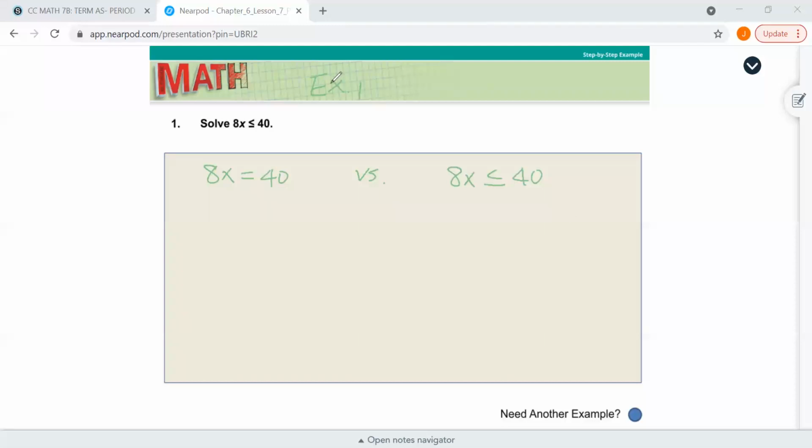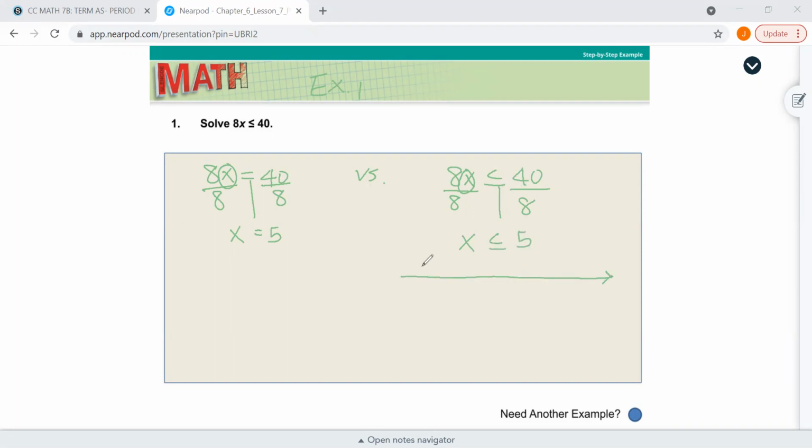Okay, so let's take a look at example problem 1. So we have an equation and an inequality. Everything is the same except the sign. So we solve for x. We undo this operation by dividing by 8. So x is by itself and is 5. So there's one solution for this equation. And we solve the inequality the way we just solved the equation. So now x is less than or equal to 5.